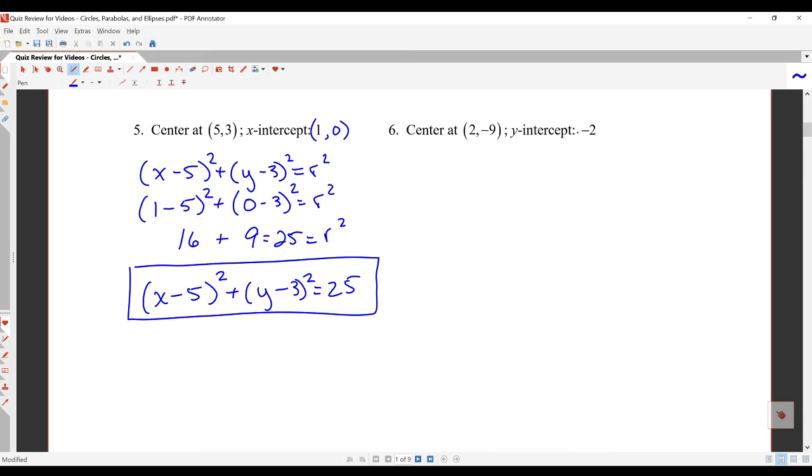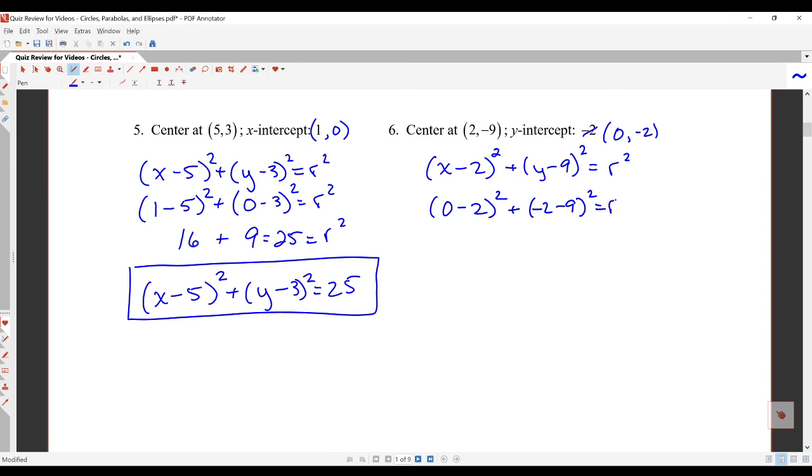And we do the same thing for number 6, except this is a y-intercept, so that means it contains the point 0, -2, so x is 0. I'm going to go ahead and write our equation as it would be, x minus 2 squared plus y minus 9 squared equals r squared. Let's plug in 0 for x, -2 in for y. 0 minus 2 is -2, squared is 4. -2 minus 9 is -11. Squared is 121. 4 plus 121 is 125.